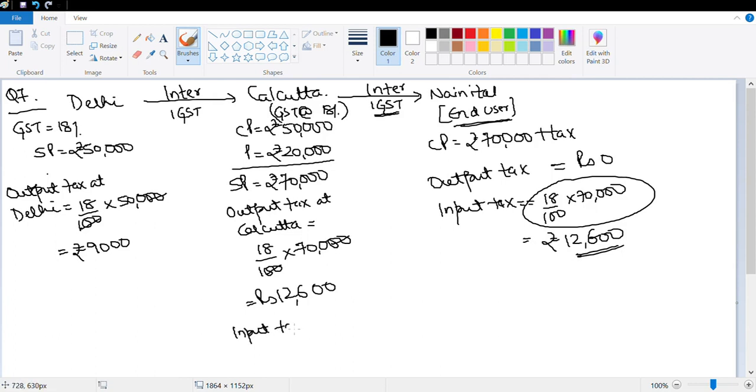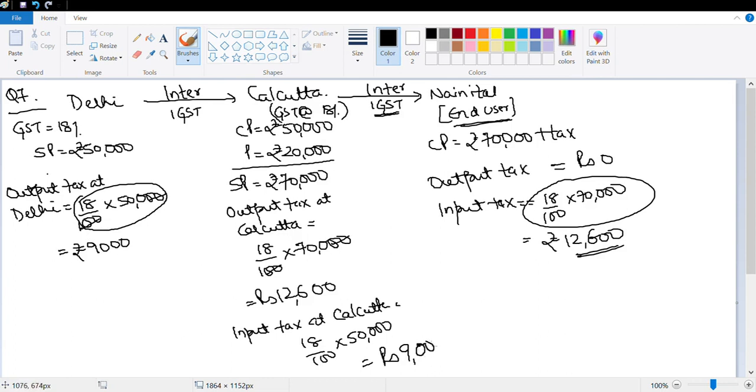Now what is the input tax for Calcutta? Let's calculate. Input tax at Calcutta will be equal to 18% of his cost price, which is 50,000. Again, we've already done this calculation. Notice that the input tax for him is the output tax for the person before him. Whoever sells it to him, the output tax for that person is equal to the input tax for the next person. So in this case, it's rupees 9,000. Let's calculate the input tax for the person at Delhi.